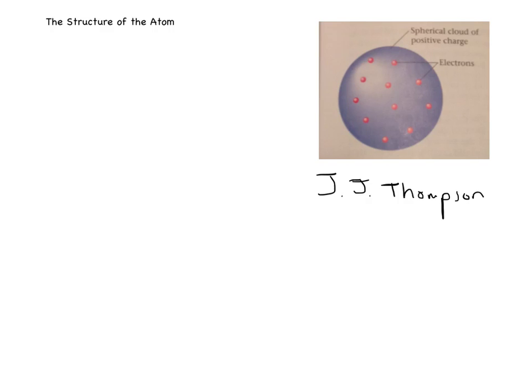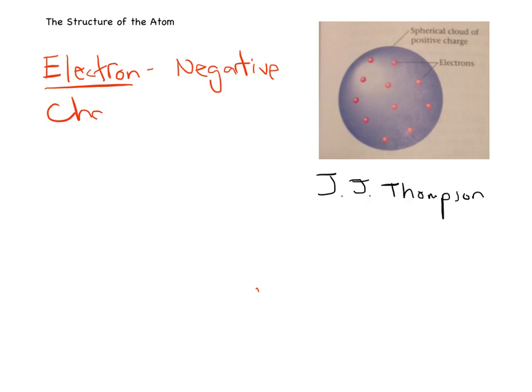This is his theory. He was the first to study the atom, and he noticed that the atom contained negatively charged particles, which he called electrons. So our first term here, I'll write the terms here, and let's go red. Electron is the first part of an atom, and it is the negative charged particle.